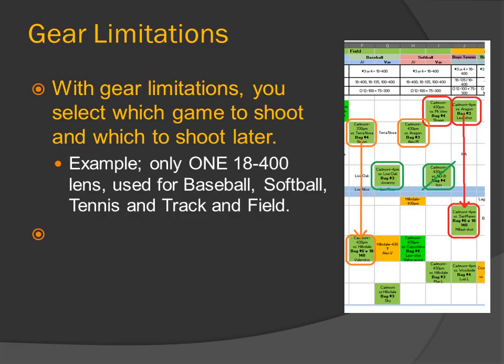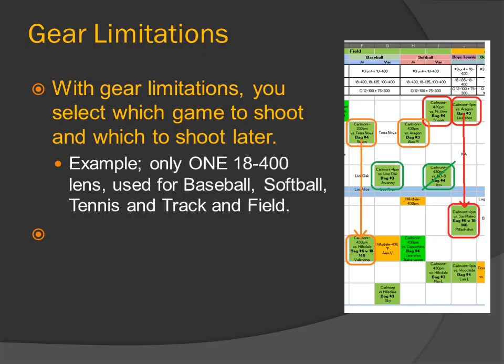With gear limitations, you have to select which games to shoot and which games to shoot later. For example, if you only have one 18-400 lens used for baseball, softball, tennis, and track and field, then you would be looking at the picture on the right. First line, softball, varsity, and tennis in the red circles. Well, you only have one lens, so you can only shoot one of them.